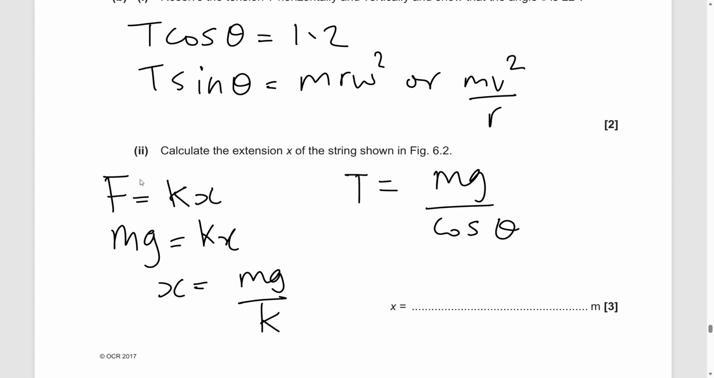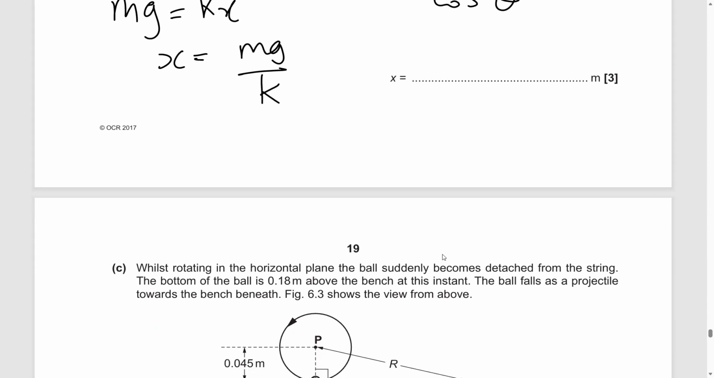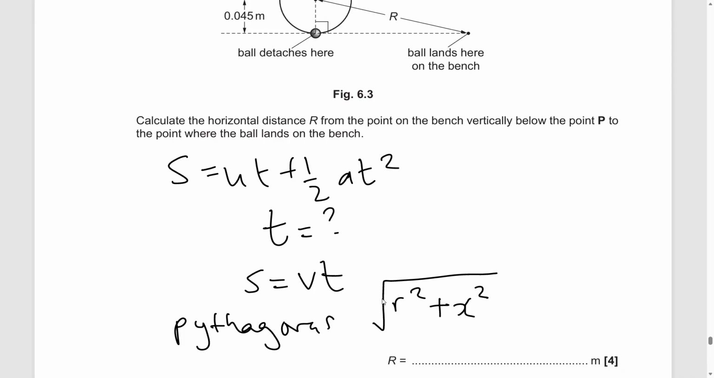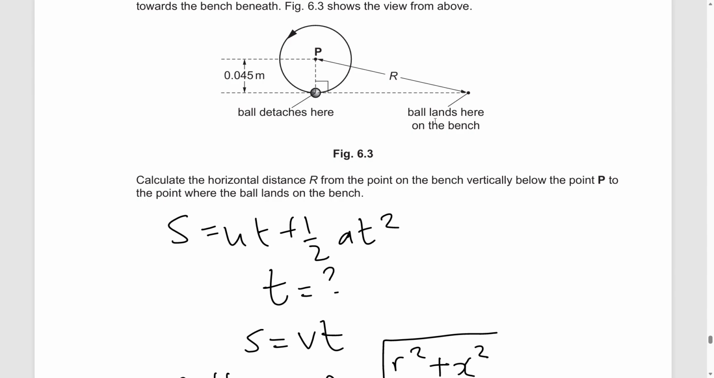For this question, you need to use F equals kx, mg equals kx, and then rearranging, you also need to use T equals mg over cos theta. For this question, you need to use the equation S equals ut plus half at squared. Work out the time. Once you have the time in the vertical component, you can work out the time in the horizontal. And then once you have that, you can use Pythagoras, because if you look at the diagram, you need to use Pythagoras here.